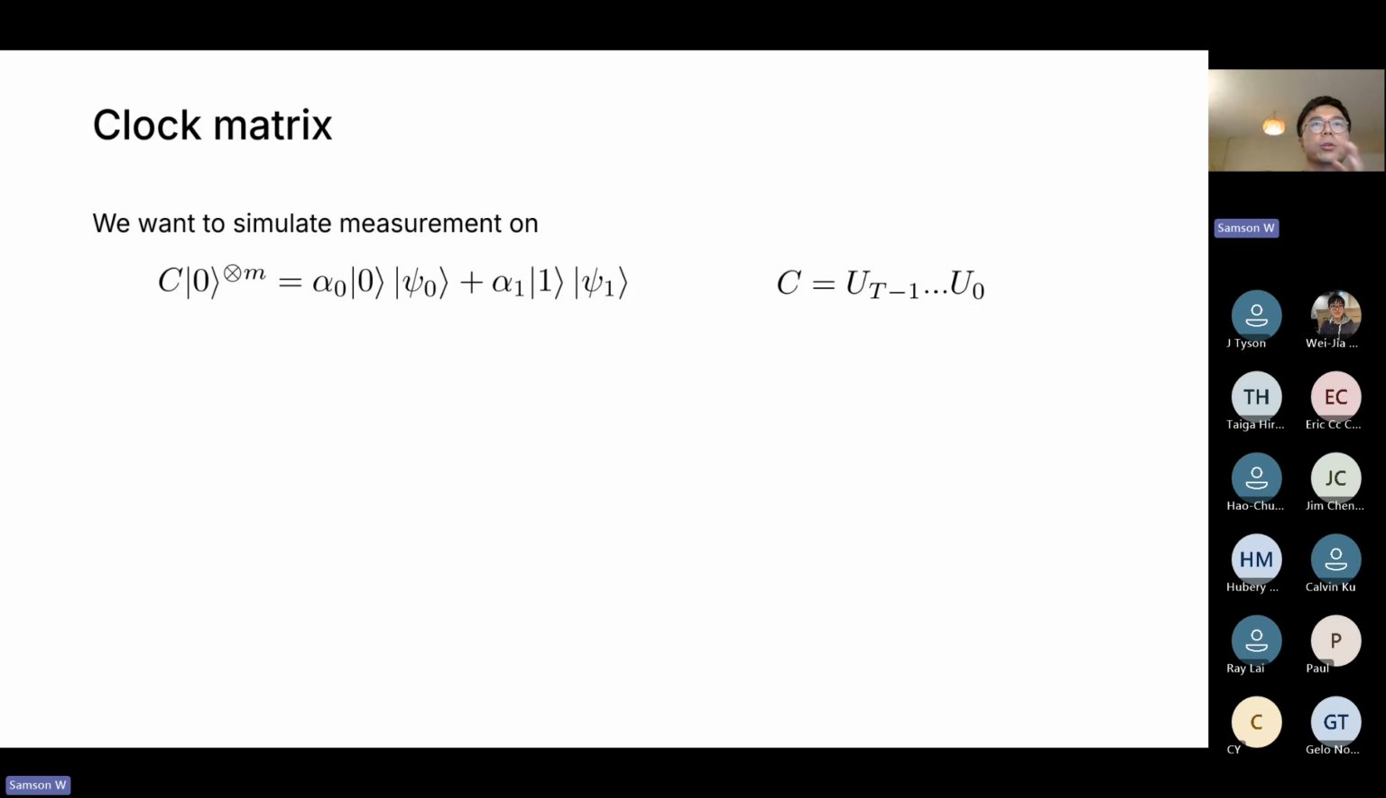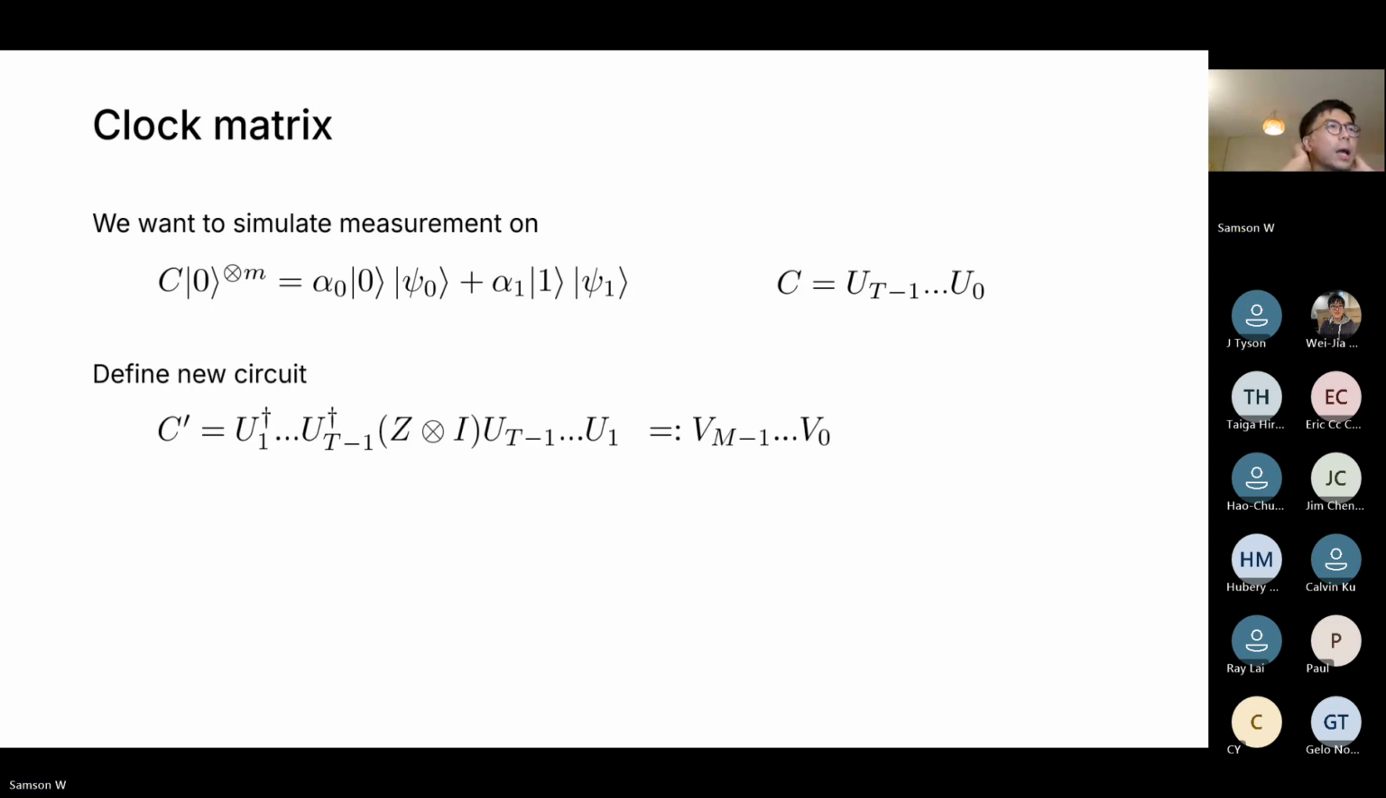So we've broken C on the right-hand side into its elementary gates. So we say there are T gates. And what we'll do is define a new circuit. This circuit will simply be the original circuit folded in on itself, where in the middle we've just inserted a Pauli Z on the first qubit. And we're just going to relabel these as these V operators, of which there are M of them.